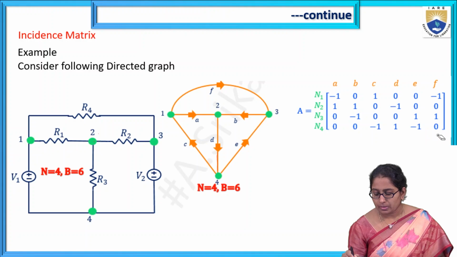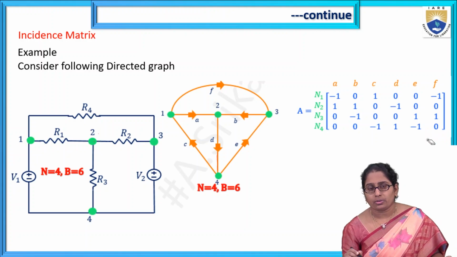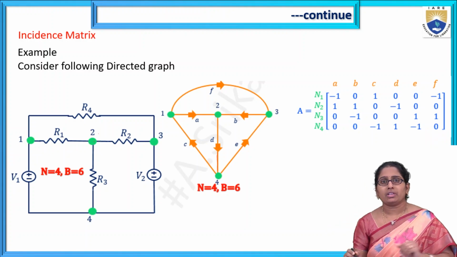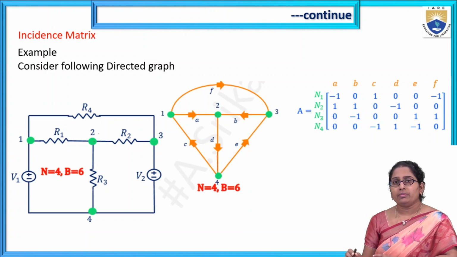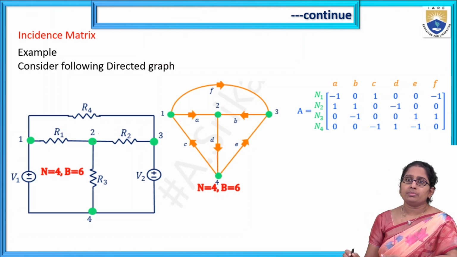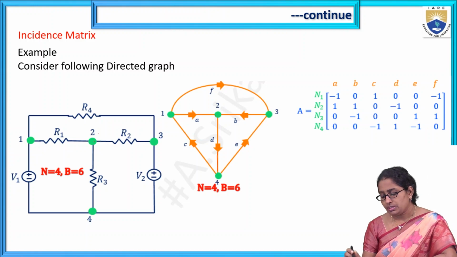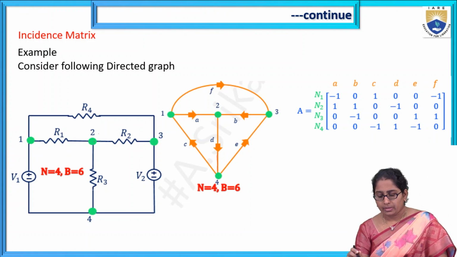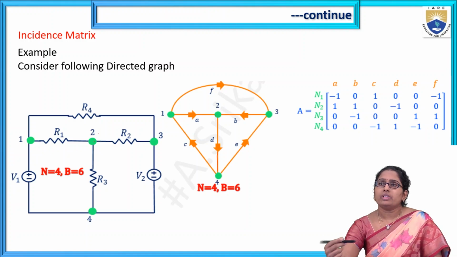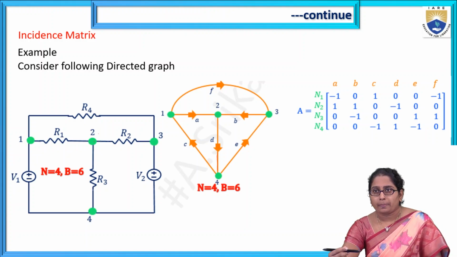So basically we have the example electrical circuit, we have drawn its equivalent graph, and then we have written the incidence matrix A, which is denoted with the letter A. So that is how the incidence matrix is written.